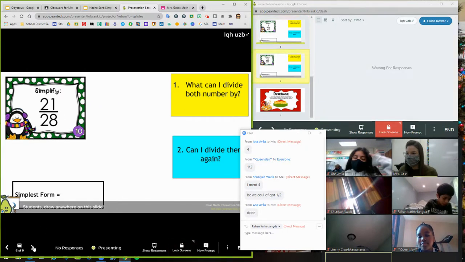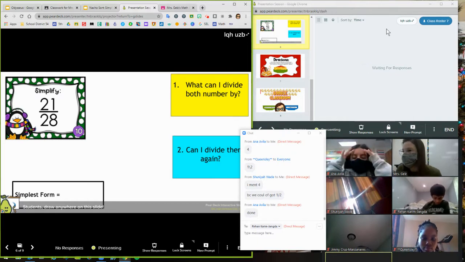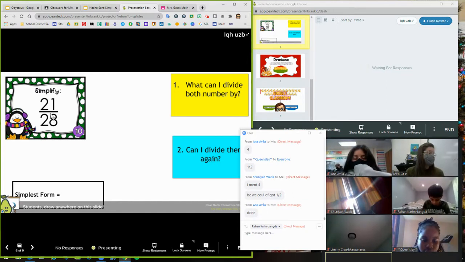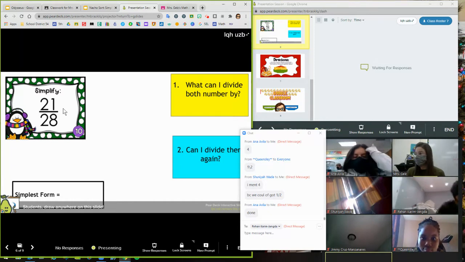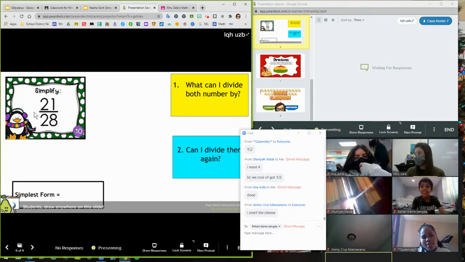Let's keep going here. Getting closer to the nachos. Can you smell them yet? Okay, try this one. 21 over 28. I know it's not going to be a 2. That's an even number, and 21 is an odd number.